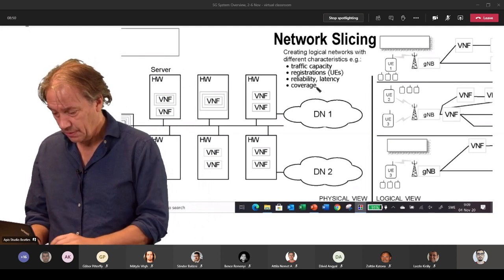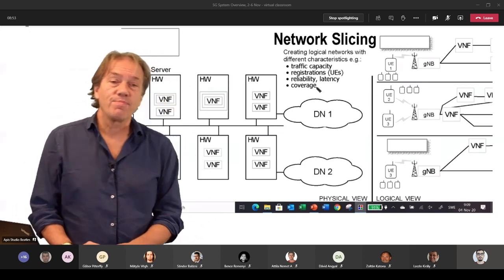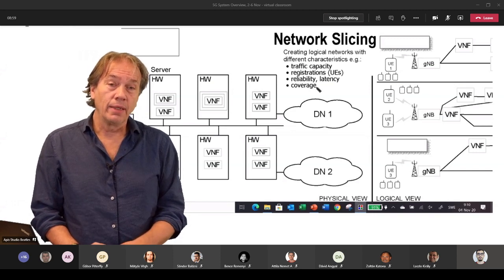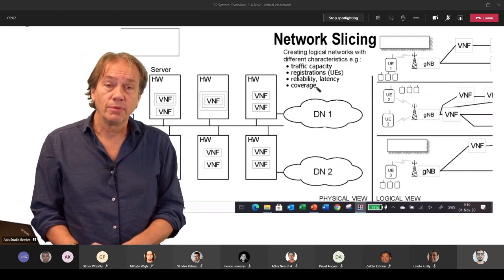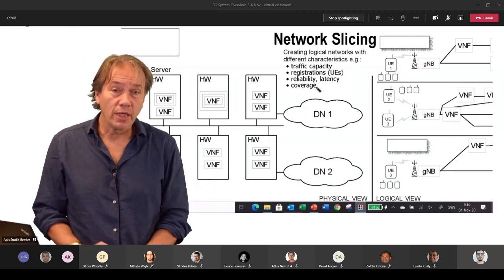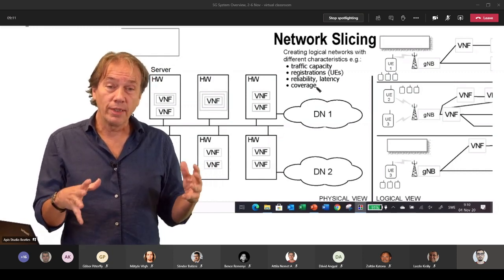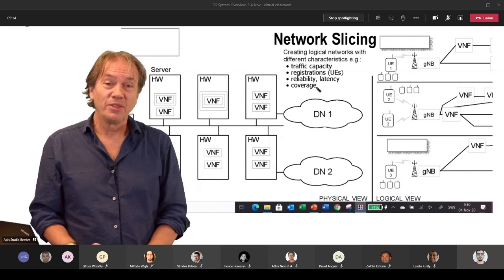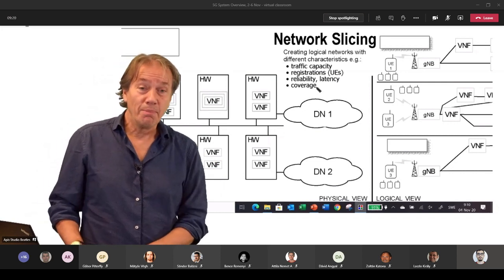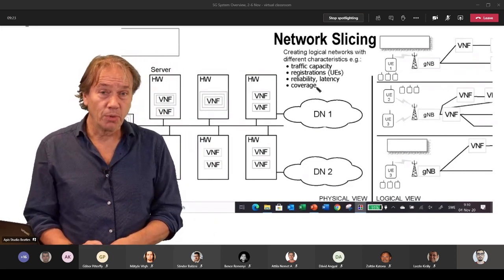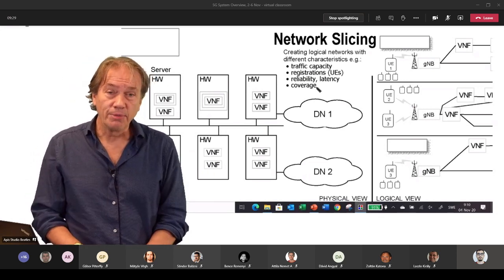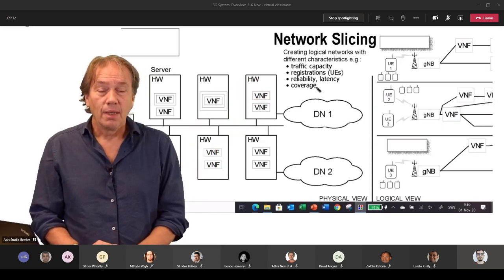Coverage. If there is a slice for handling the public transport system in Budapest, like having all the buses and the trams connected, of course that network slice only needs to cover Budapest and maybe the surroundings. There's no need to have coverage all over Hungary for a Budapest public transport type of network slice. So you can think of other types of characteristics. These were just some examples.